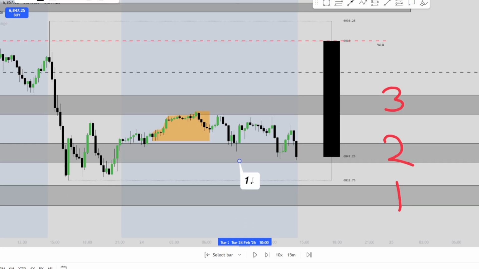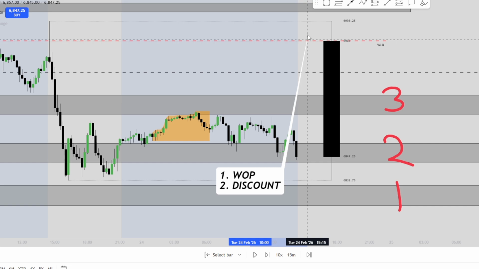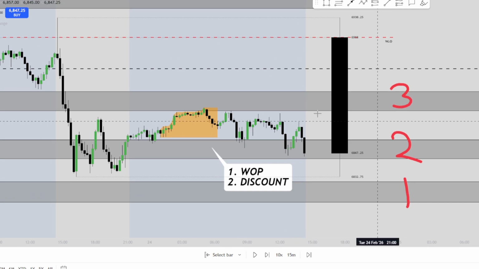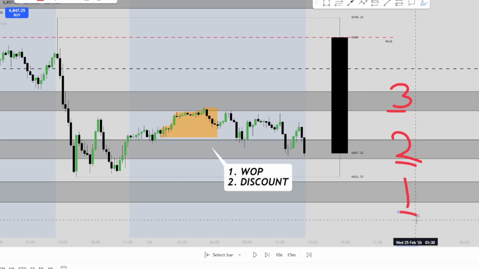So the 2 main things specifically were we were below the weekly opening price, and the second thing is we were in discount. Now, these are the 2 things which derive our overall higher time frame narrative, right? So we're below the weekly opening price, we're in the discount, we're below the 50% area. Now, we obviously want to tap into one of these 3 key levels, so 3, 2, or 1.